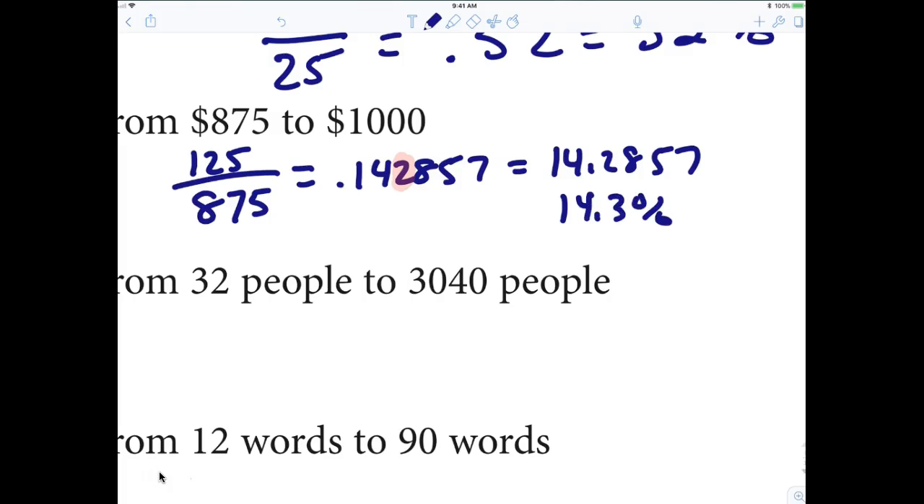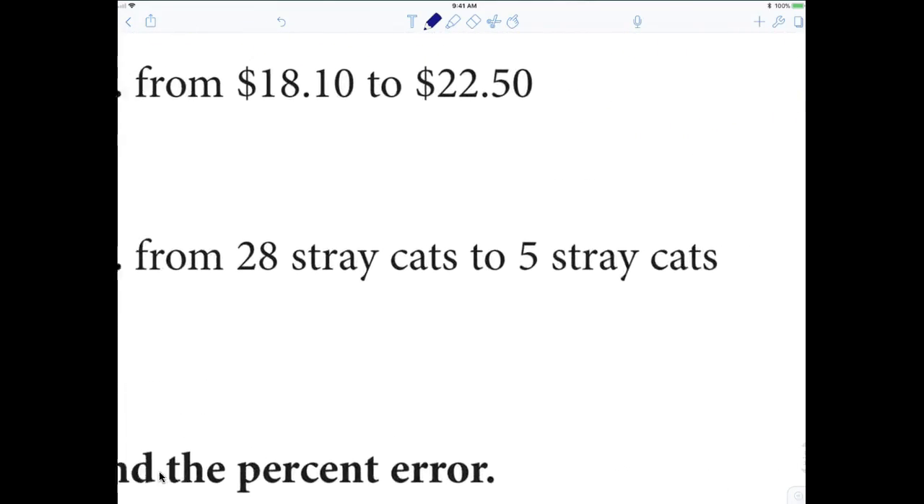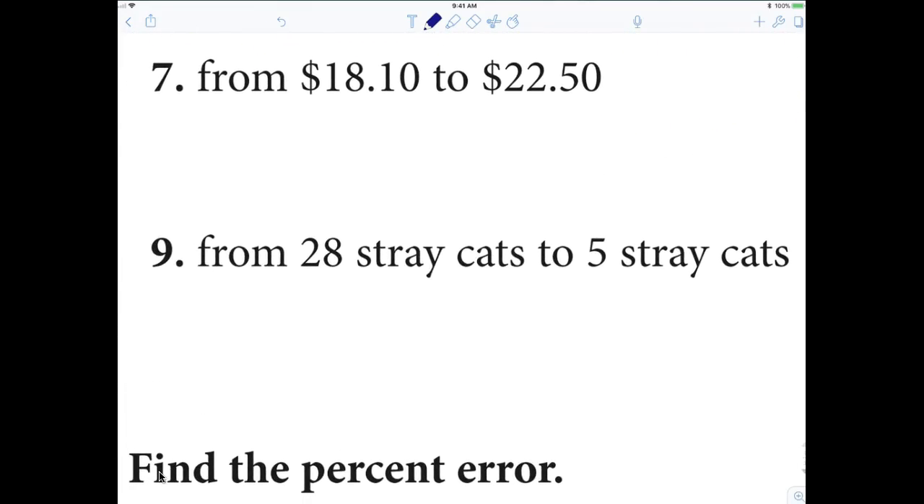I do care if you put 14.2. I do care if you put 14. Does everybody hear me? I want it 14.3%. Everybody happy with that? All right, so here we go. We're going to try question number 7. All right, Sebastian, I'm going to let you do this one. Go.